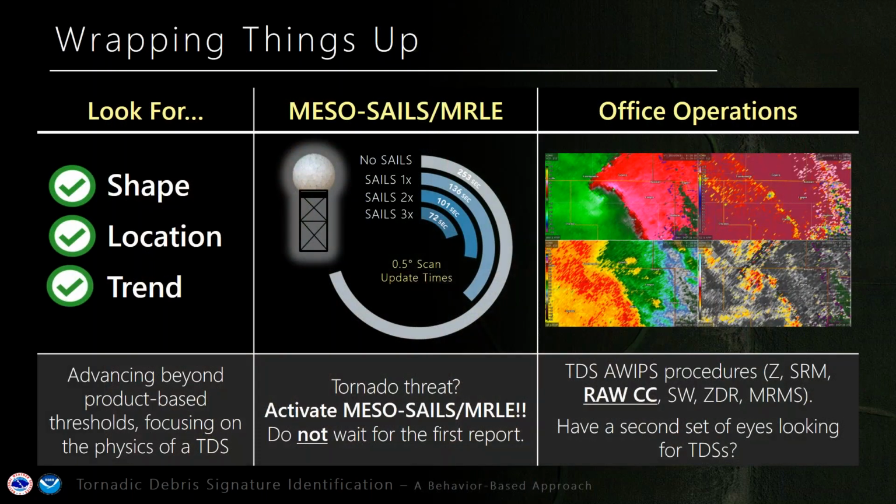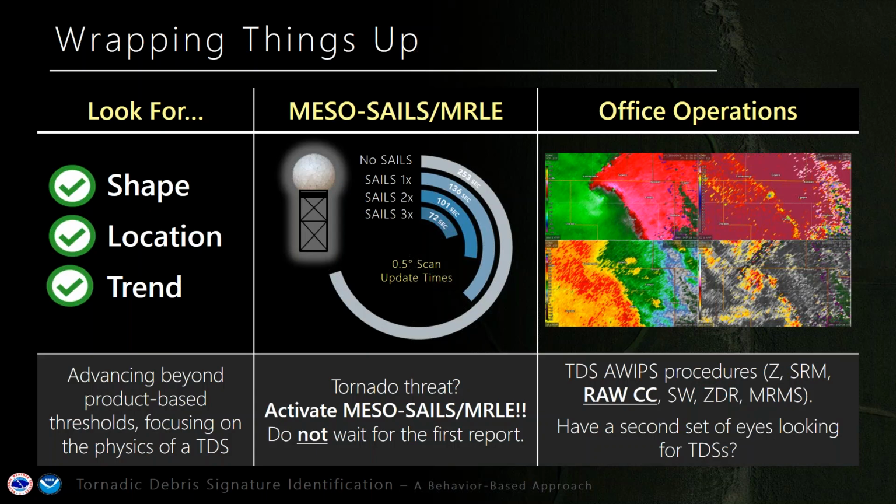So wrapping things up here, the three big things to look for are the shape of the signature, where it is located in the storm, and how it behaves with time. And this is just really trying to advance beyond the product-based thresholds. It's not saying that the product-based thresholds are wrong in any way. They've done great for us. But we as meteorologists are trying to find the tornado, trying to find all the tornadoes that we can as best possible. And so this pushes beyond that simple product-based technique.